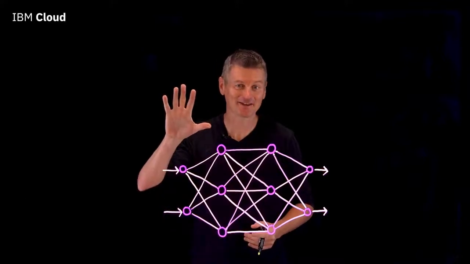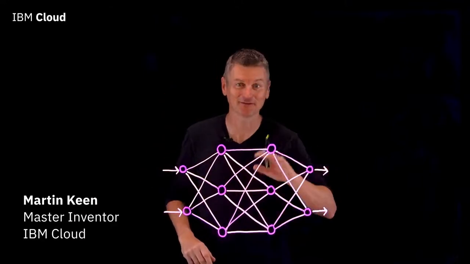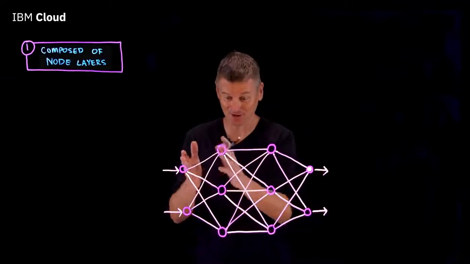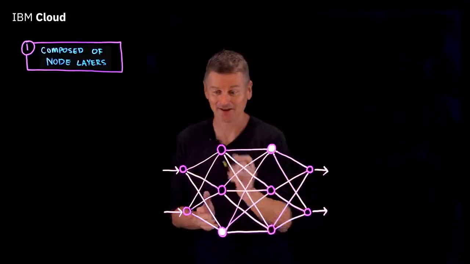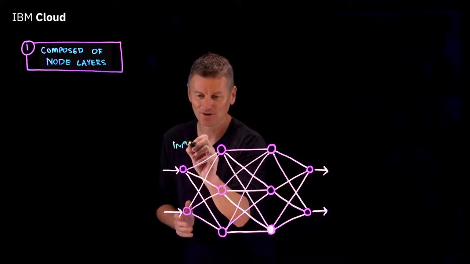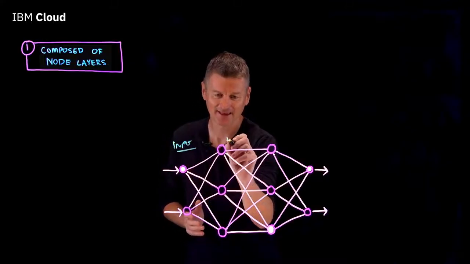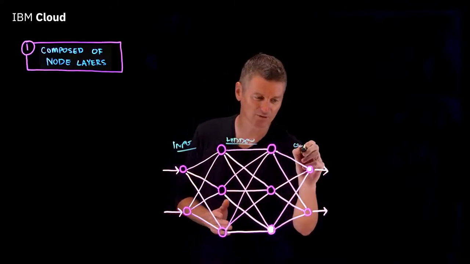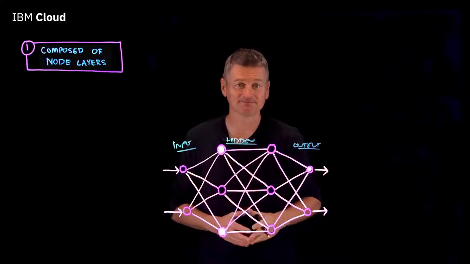Here are 5 things to know about neural networks in under 5 minutes. Number 1, neural networks are composed of node layers. There is an input node layer, there is a hidden layer, and there is an output layer.